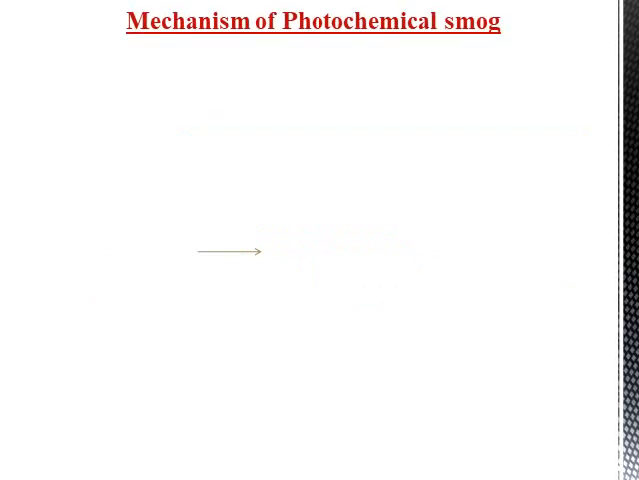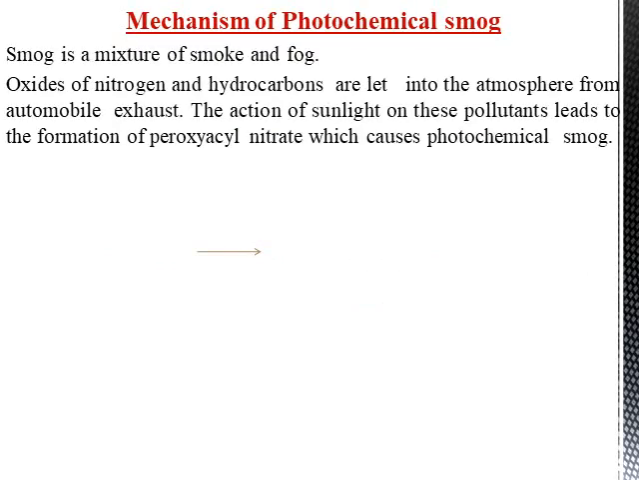So, in order to understand photochemical smog formation, what is smog? Smog is a mixture of smoke and fog. Now the oxides of nitrogen and hydrocarbons, methane, nitrogen oxides, etc., are let out into the atmosphere from the automobile exhaust. So all these gases are called flue gases.